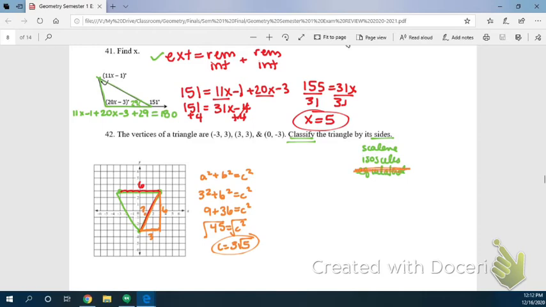Let's check this other side. When I do this other side, I also get 3 and 6. So I could start to set up 3 squared plus 6 squared equals c squared, but didn't we just have that? And we got 3 root 5. So both of these sides must be the same, which makes it isosceles. So we used the vertices to figure out what the lengths of the sides were. Since 2 sides were the same and the other side was 6, it would be isosceles.